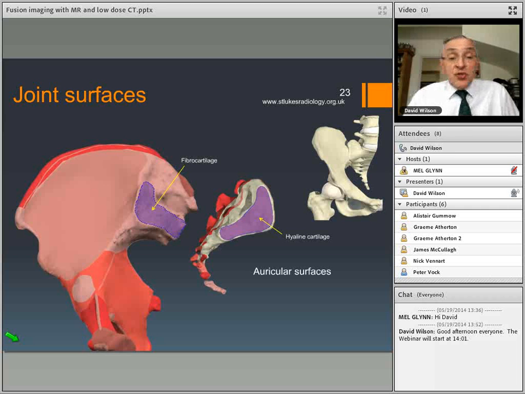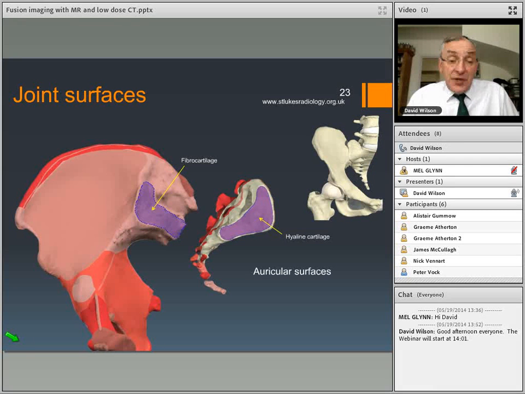If we look at the joint separated, you can see there's a fibrocartilaginous area at the front of the iliac side, and then hyaline cartilage on the opposite side over a large area on the sacral side. So if you try and put a needle in the top where there are just ligamentous attachments, nothing's going to happen. You have to get into this area. This is where the joint is.